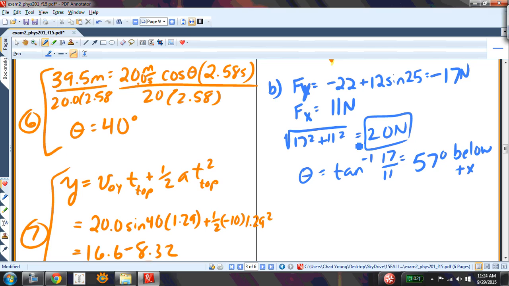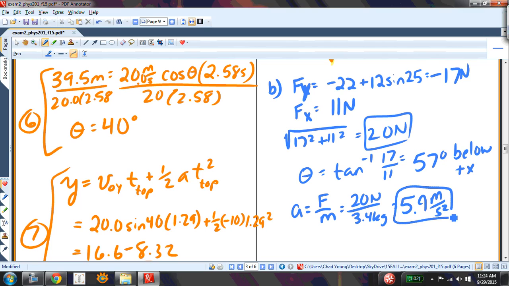I actually want to know what is the acceleration. So the magnitude of the acceleration is just going to be F over m. That's 20 newtons over the mass, which was 3.4 kilograms. That's 5.9 meters per second squared. So that was the actual answer, and that's the magnitude and the direction.